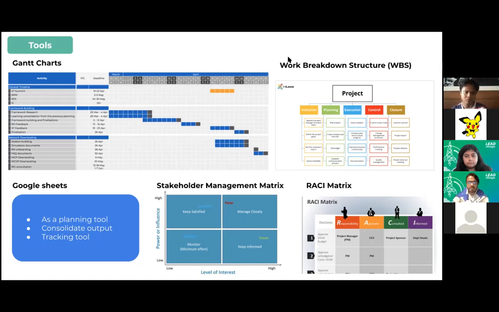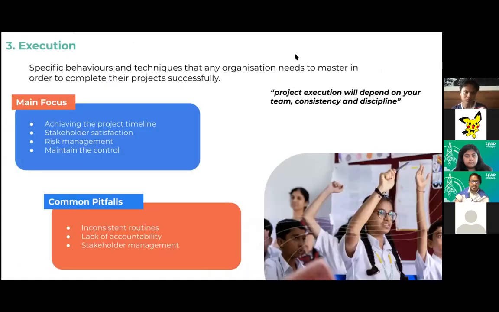Okay, I'm going to go to the next part. This is the execution. The execution part is mainly about, okay, now you've planned it, you have the idea of what you want to do, and then it's all about achieving the project timeline. Here you will face a lot of issues with the team, a lot of issues with the stakeholders, and a lot of other challenges and bottlenecks coming in during this period of time.